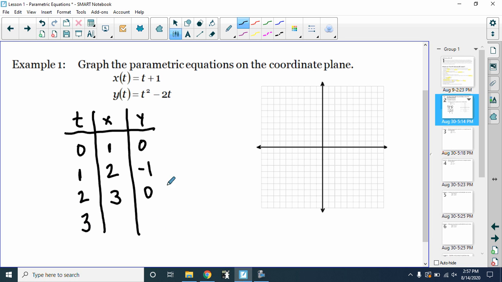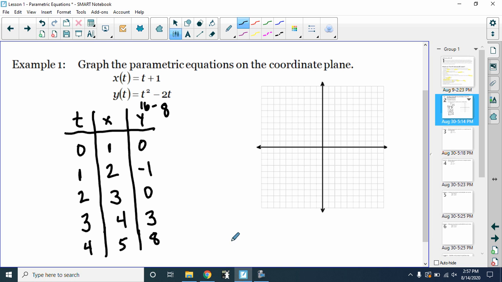Plug in 3 for time. Gives us 4 for x. And 9 minus 6. And plug in 4. Plugging in 4 gives us 5 for x. And 16 minus 8.